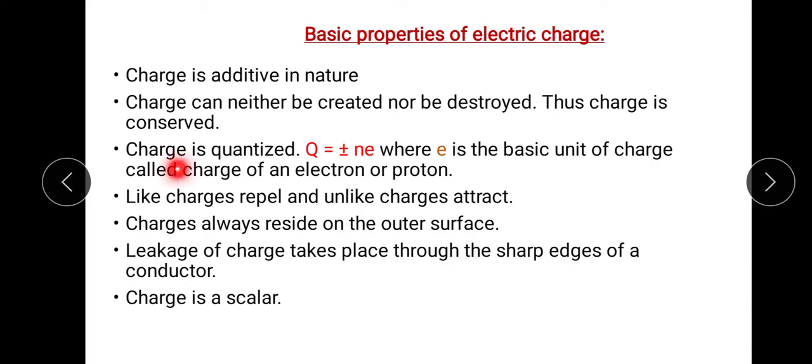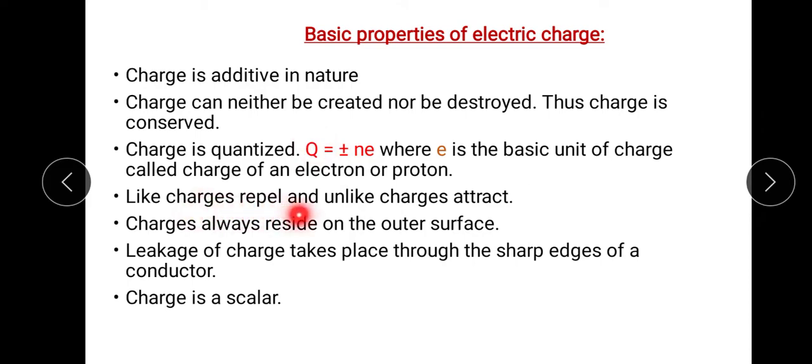Next, charge is quantized. You can express the total charge on a body as plus or minus n into e, where n is an integer and e is the basic unit of charge, which is the charge present on an electron or a proton. This equation says about the quantization of charge.